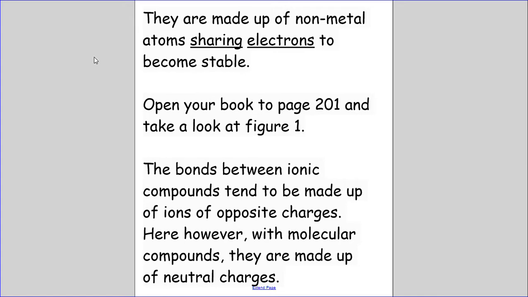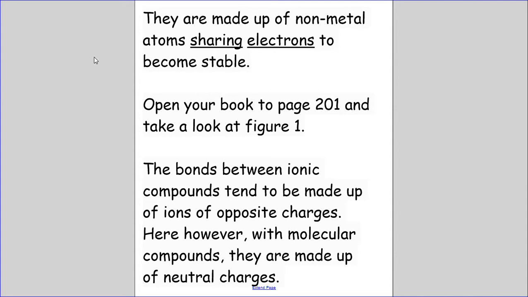So what are molecular compounds? They're made up of just nonmetals that share electrons to become stable. There are some exceptions with group 2 and group 13 metals that can form weak molecular bonds, but the vast majority of them are nonmetal groups that share electrons to become stable. If you take a look at page 201 and figure 1 in the textbook, that also gives you a little bit of an idea of what molecular compounds are.